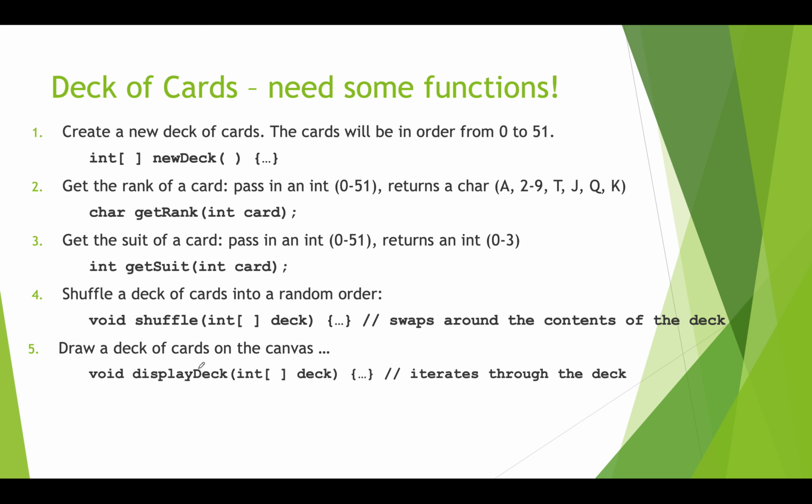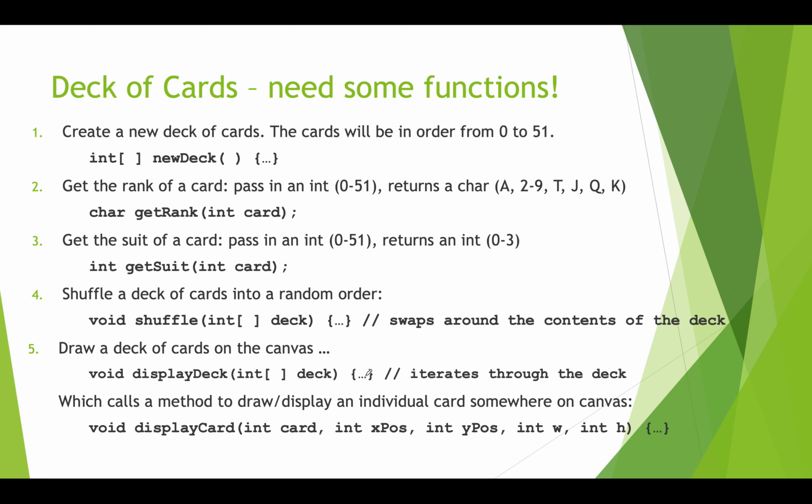And then we want to be able to display the deck of cards on canvas, and we need a method to draw an individual card. So our display deck is just going to iterate through the 52 cards in the deck, and for each of those cards we're going to call display card. We're going to say which card it is, so we'll pass in the number of the card and then where to display it on the canvas.